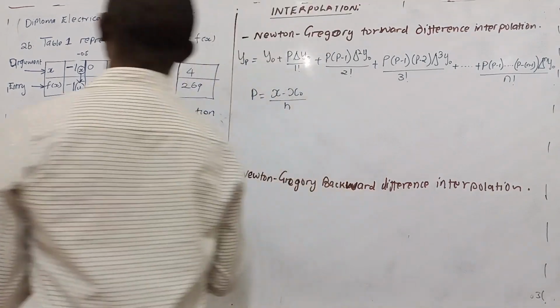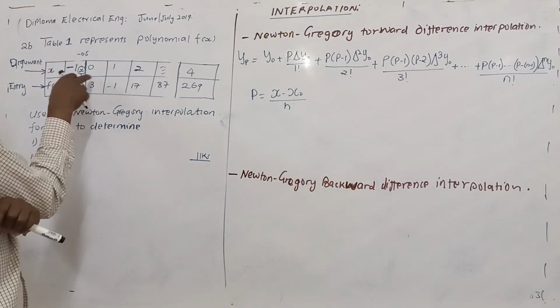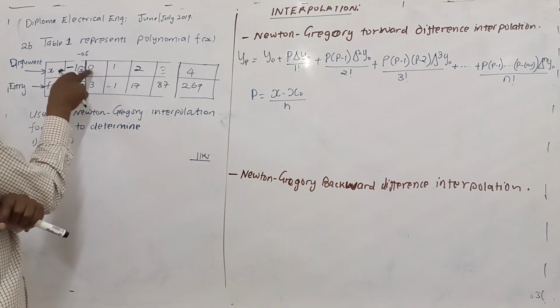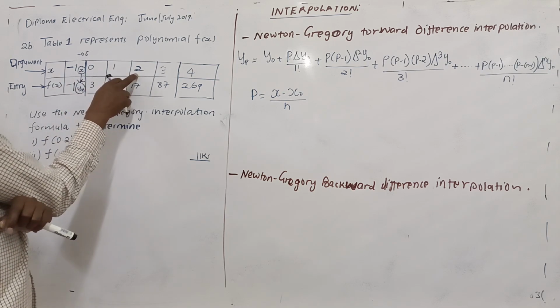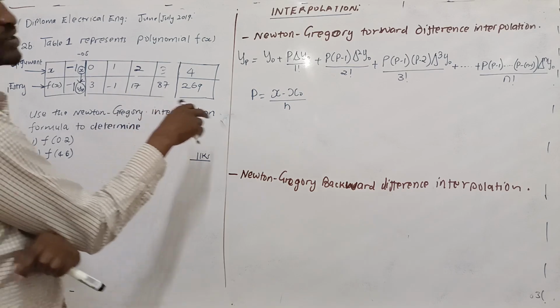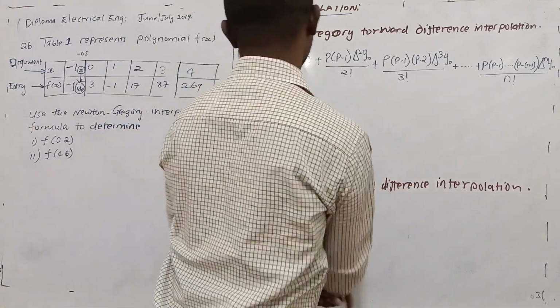For example, in this particular table, H is 1. From negative 1 to 0, H is 1. From 0 to 1, H is 1. From 1 to 2, H is 1, and so on. So at least you need to understand this.